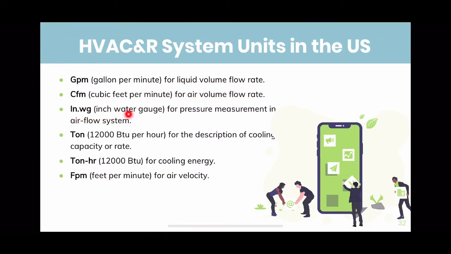You have inch water gauge for pressure measurement in an airflow system. We have ton, or 12,000 British thermal unit per hour, for the description of cooling capacity rate, ton hour is the cooling energy, and feet per minute is for air velocity.